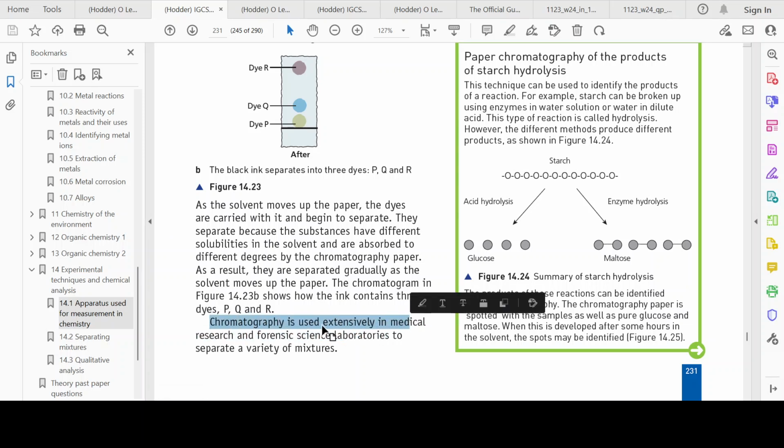Chromatography is used extensively in medical research and forensic science laboratories to separate a variety of mixtures.